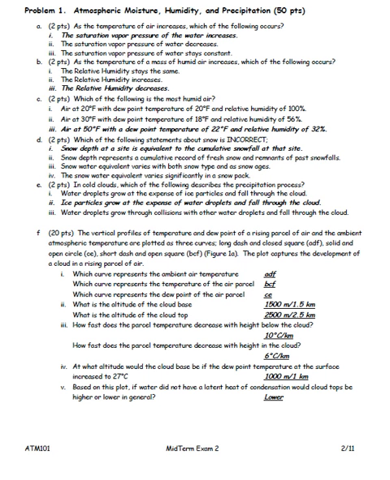F. The vertical profiles of temperature and dew point of a rising parcel of air and the ambient atmospheric temperature are plotted as 3 curves in figure 1A. I'm going to turn the page to 1A to discuss the figure while we discuss the problem.